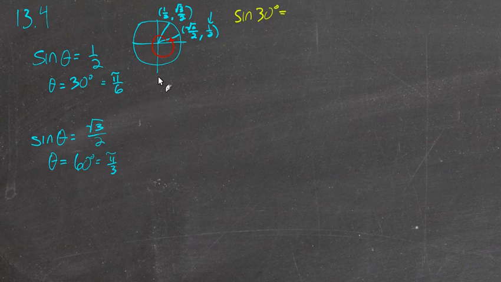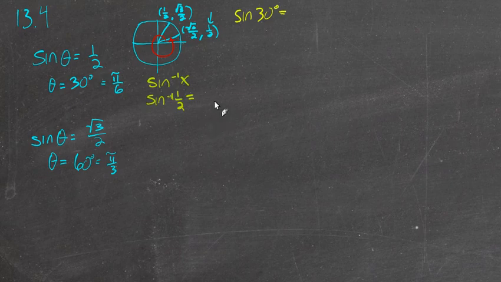This new function, the first new function at least, is the inverse sine of x. The inverse sine of x just basically asks this question. The question here was, what angle has a sine of 1/2? So if we were to say the inverse sine of 1/2, that's what it's asking. It's saying, what angle has a sine of 1/2?